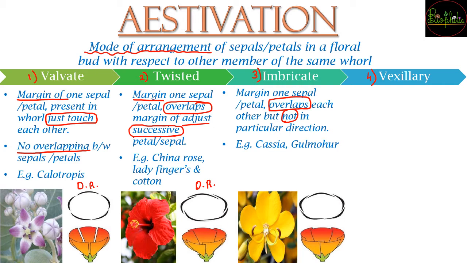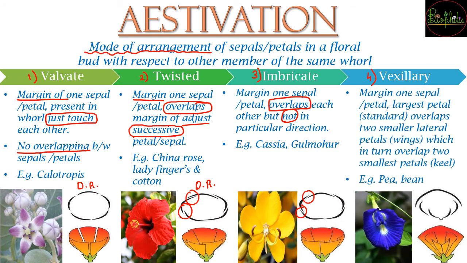So अगर आप diagrammatic representation को अच्छे से देखोगे, so alternately these are going to be overlapped. But अगर आपने imbricate के केस में notice किया, then these are not going to be alternately twisted or alternately overlapped. The last one is going to be vexillary. So vexillary में क्या होगा, these are completely different flowers.